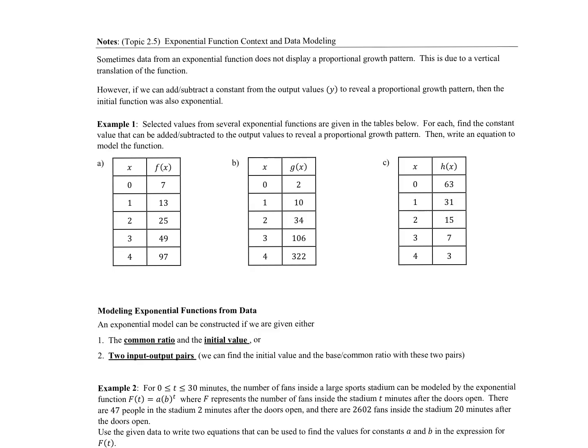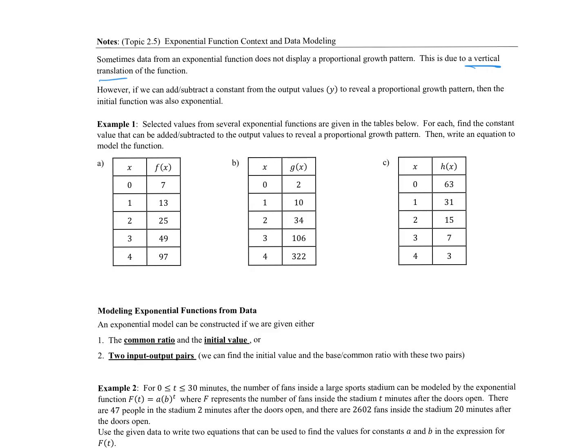Sometimes data from an exponential function does not display a proportional growth pattern. This is due to a vertical translation of the function. However, we can add or subtract a constant from the output values y to reveal a proportional growth pattern, then the initial function was also exponential. All right, so again, sometimes our changes are proportional, and then we know it's exponential.